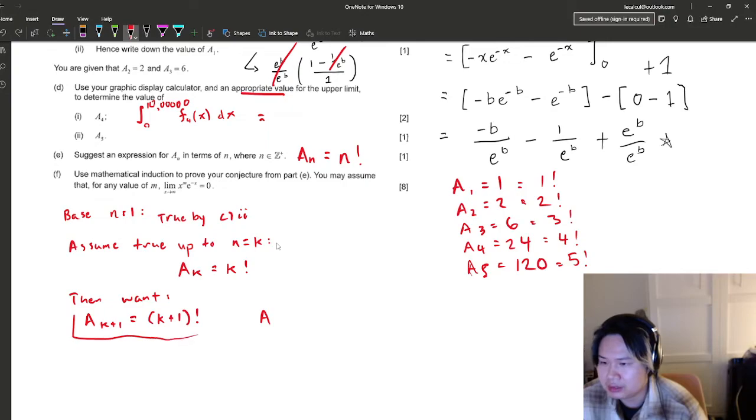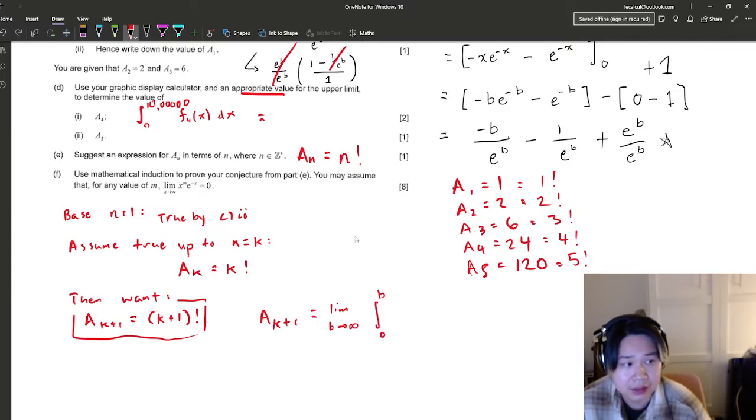So again, this is what we want. I'll just box it for now. A k plus 1 is equal to the limit as b goes to infinity of the integral 0 to b of x to the power of k plus 1 times e to the negative x dx.